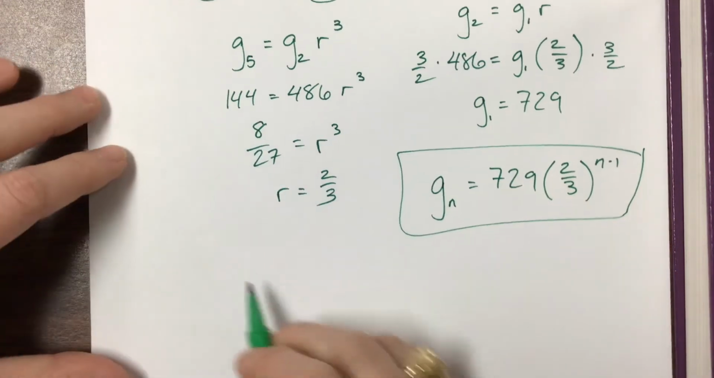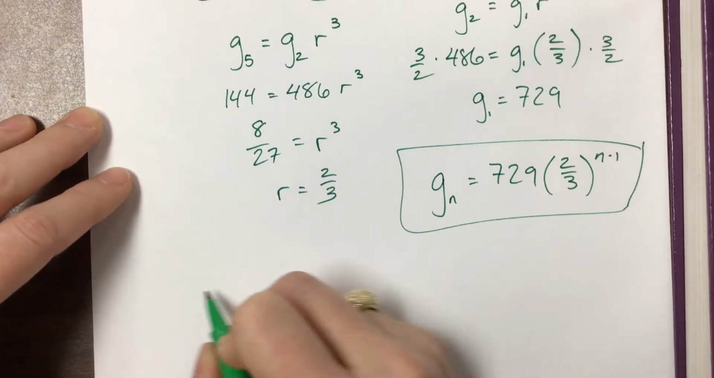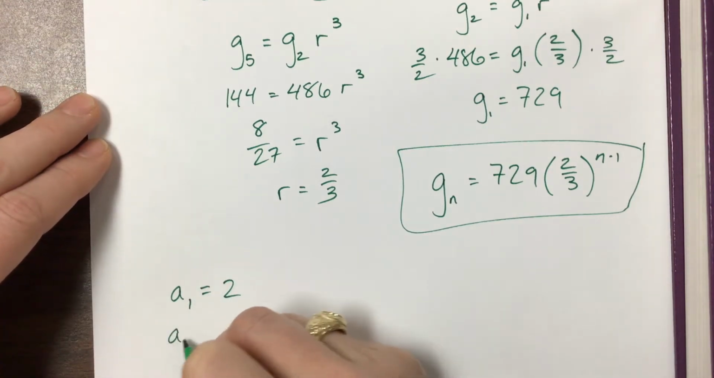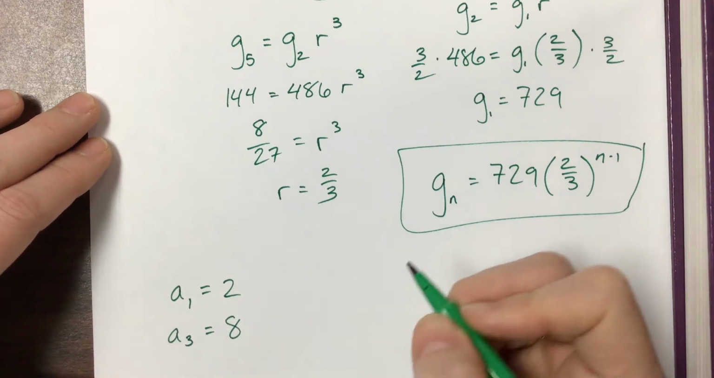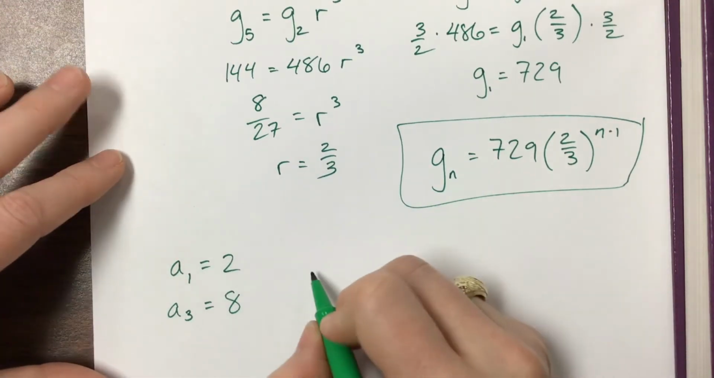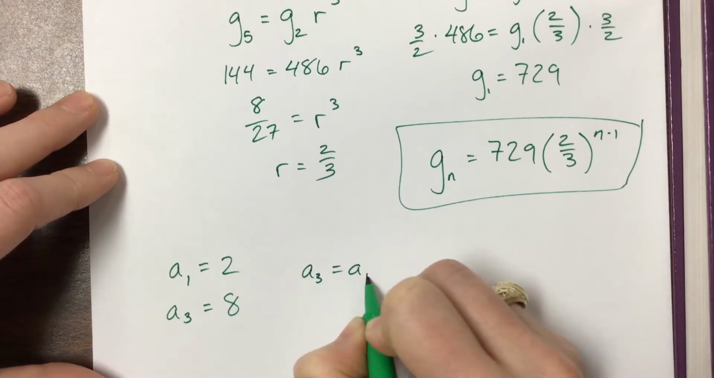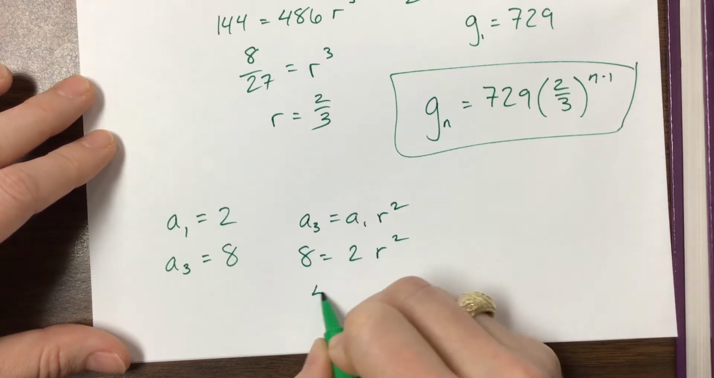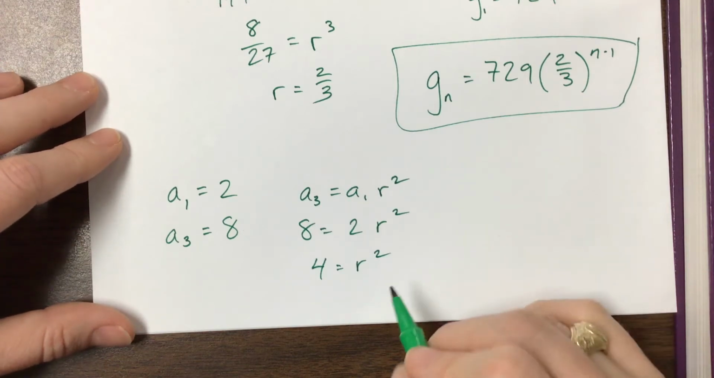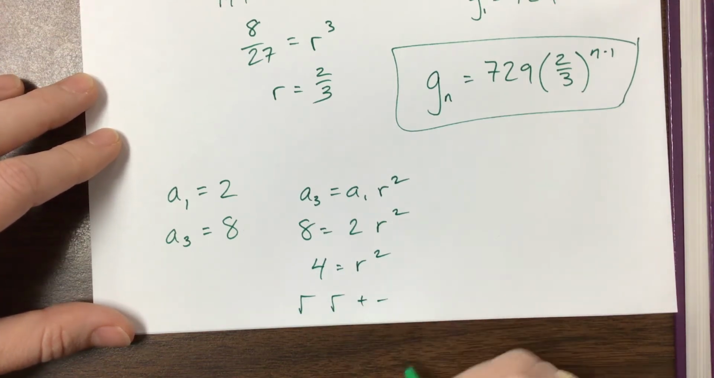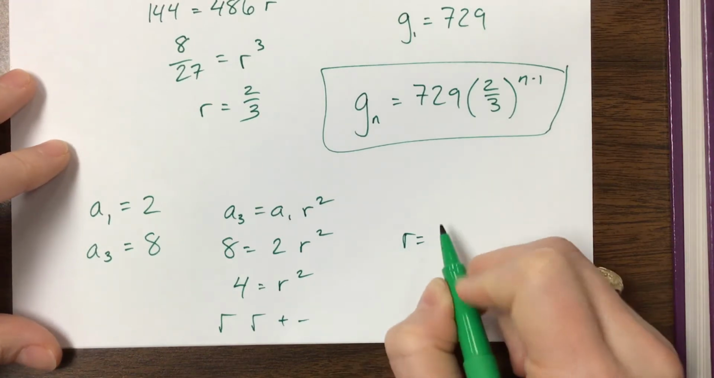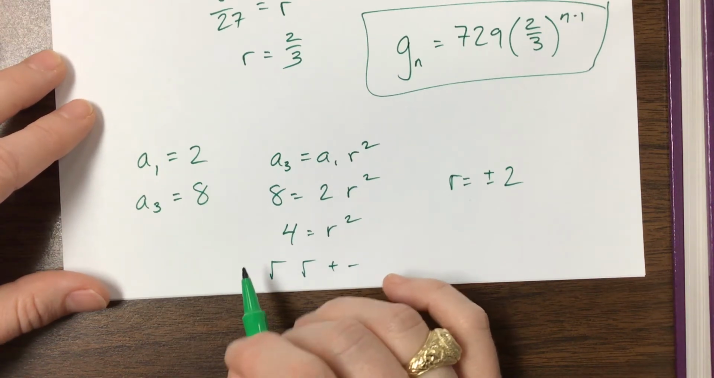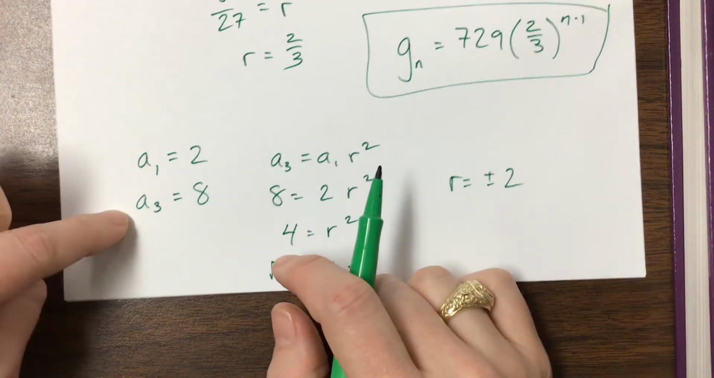The only thing to be careful about is if, say I tell you the first term, so we're going to use a sub 1 is equal to 2, and a sub 3 is equal to 8. I'd pick this to be easy on purpose. A sub 3 is equal to a sub 1 times r squared. 8 is equal to 2 times r squared. When I divide, 4 is equal to r squared. Keep in mind the square root still applies, so plus or minus is still valid here. So I get that r is equal to plus or minus 2. So there are actually 2 geometric sequences that will have this as its first term and this as its third.